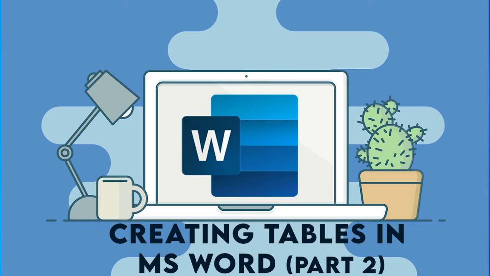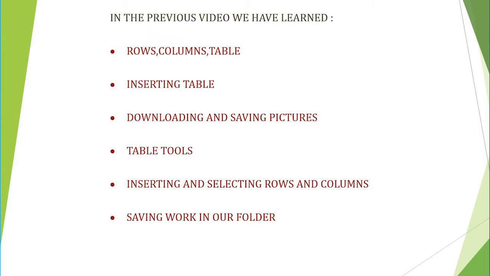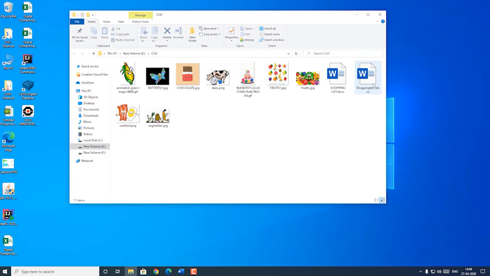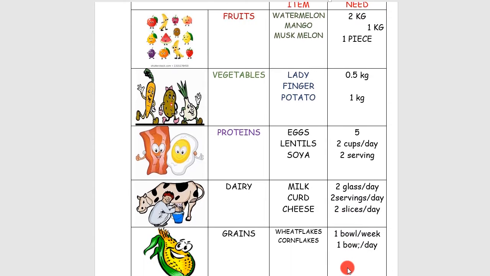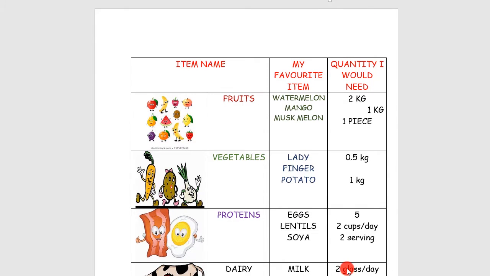Alright, children, so now ready for the computer class? Children, last time we had created our table in Microsoft Word. It was a shopping list. So, children, this is the table which we had done last time. I have filled my table. Hopefully you must also have filled your table. This is what I would require per week.